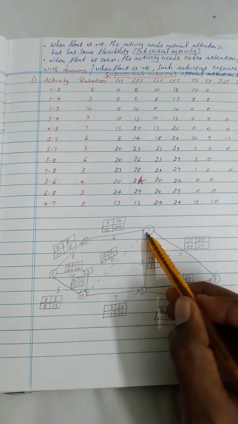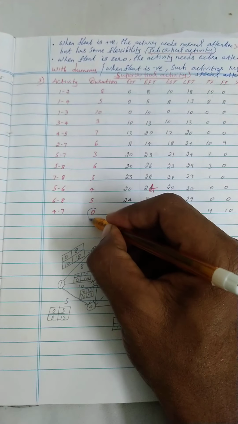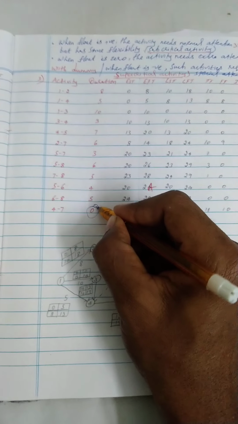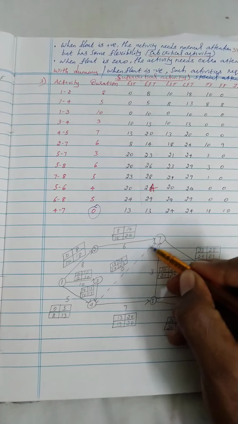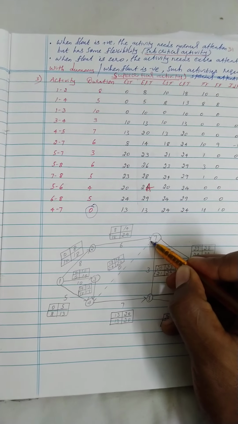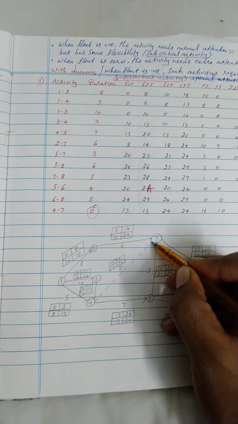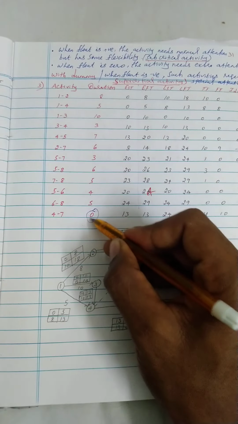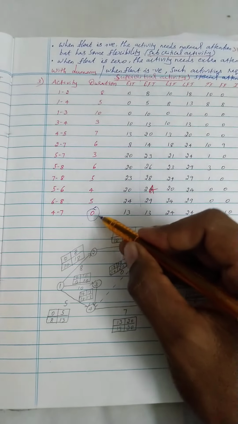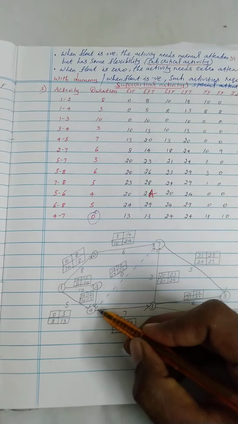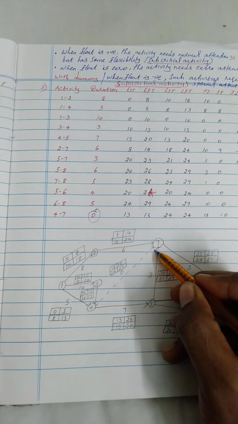Here for 4 to 7, the duration is 0, so it indicates a dummy activity. As I already told, a dummy activity doesn't consume any resources; that's why the duration comes as 0. When the duration is 0, you need to mark this activity as dummy.